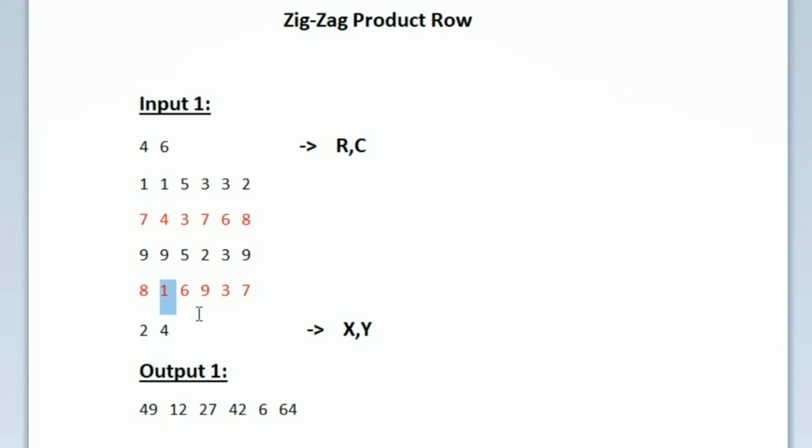So I am printing 6, and then 8 into 8. So 8 eights are 64. So finally I am printing 64. So this is how we get our output.